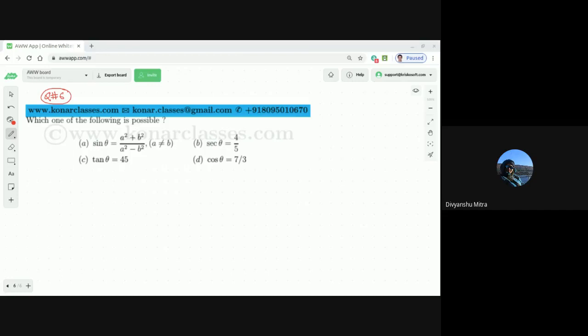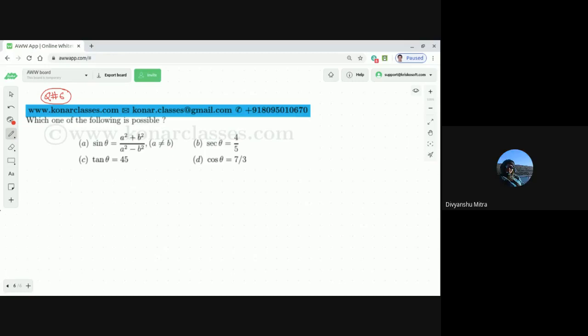Sir, is it the first one only? Is it the first option? Okay, what is the first option? Sin theta equal to... is it C, where tan theta is 45? Yeah, appreciate. Let's discuss. But dear Divansu, what you said is that which of the following is possible? Based on what logic are you saying that the first one is possible? Forget about whether it is right or wrong. It must be some logic.